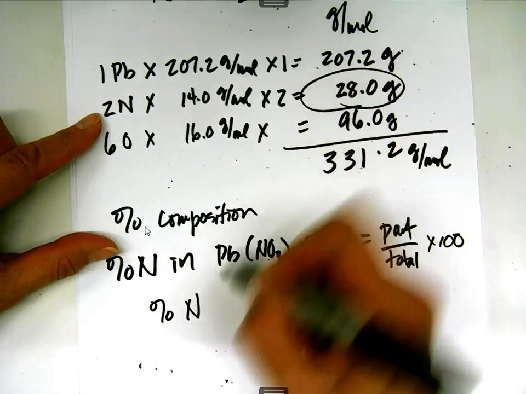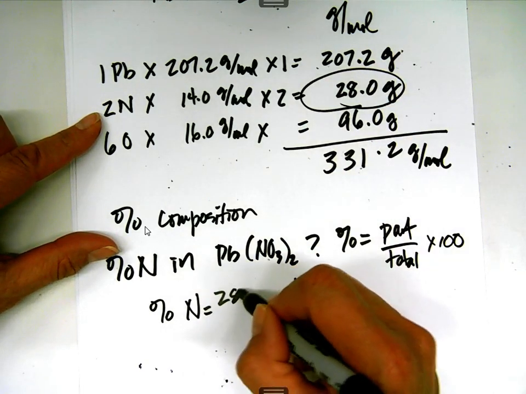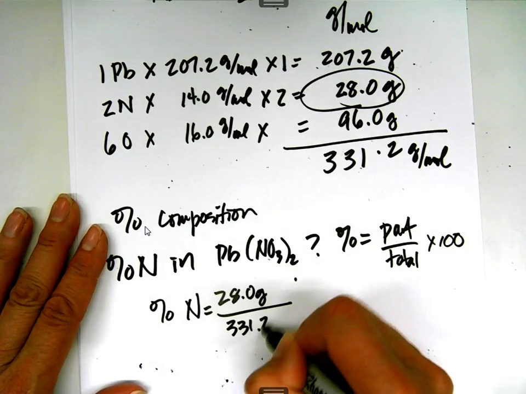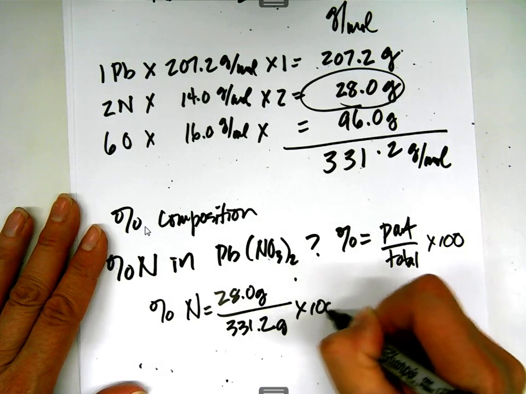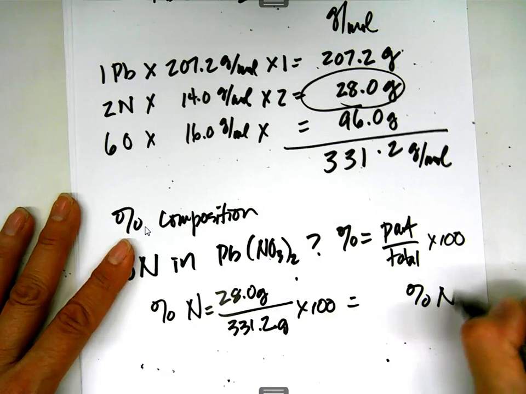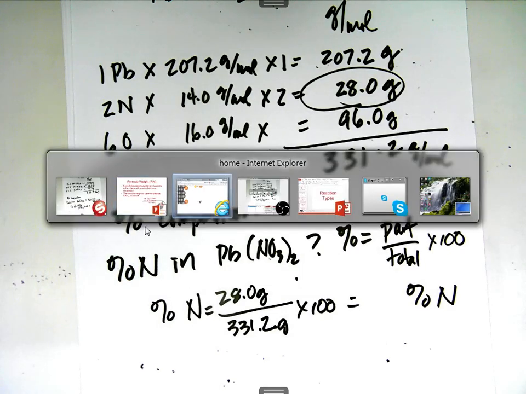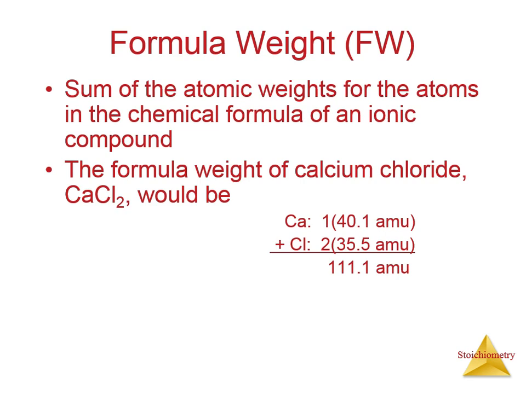So percent nitrogen. What's the part that was nitrogen? 28 grams, right? So we put 28.0 grams. What am I going to divide it by? The total, 331.2 grams, times 100, and that gives me the percent nitrogen in the compound. Pretty easy peasy so far. We're still leading up to the big picture, stoichiometry, so we're getting some smaller skills that we have to accrue and scaffold before we get to the big skill.